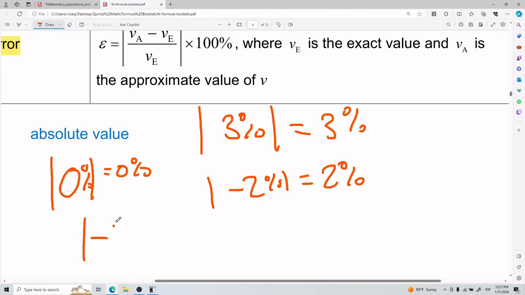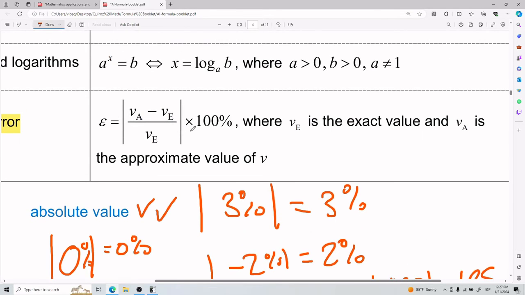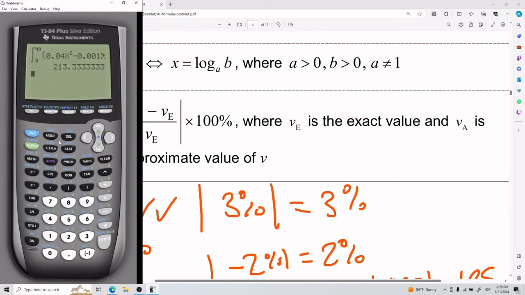Absolute value of, I don't know, negative 7 turns into 7. Absolute value of negative 9 turns into 9. You get the idea, okay? 125 positive stays at 125 positive. So whenever it's negative, it goes positive. That is what the absolute value does. So you can basically just find your answer and make it positive, okay?